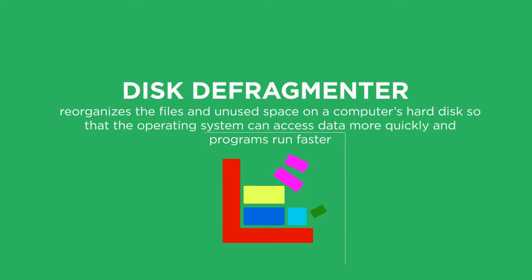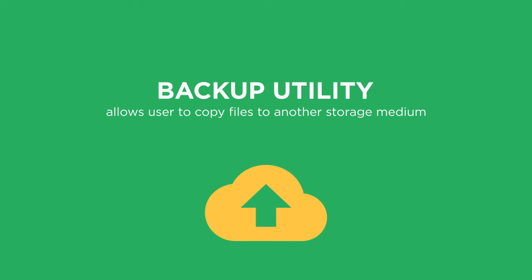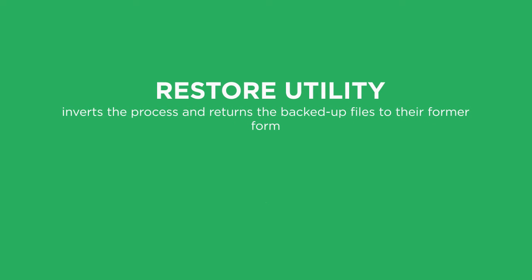A disk defragmenter reorganizes the files and unused space on a computer's hard disk so that the operating system can access data more quickly and programs run faster. A backup utility allows users to copy files to another storage medium, while a restore utility reverses the process and returns the backed up files to their former form.